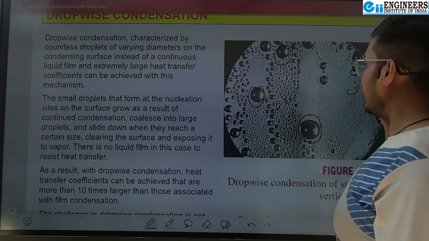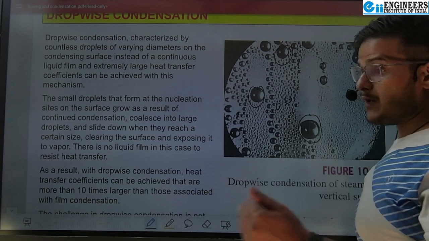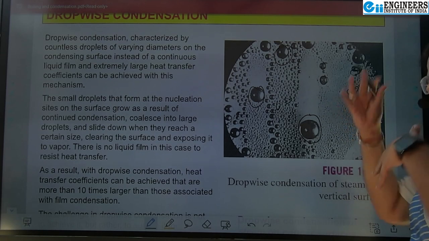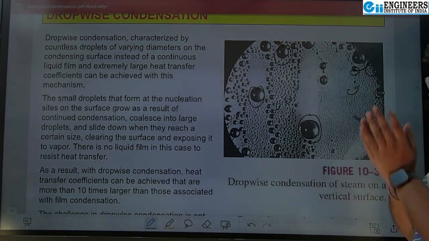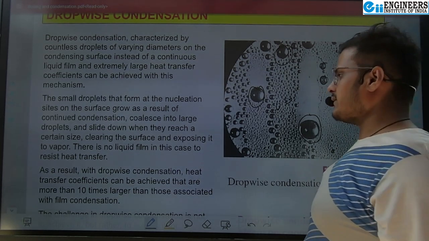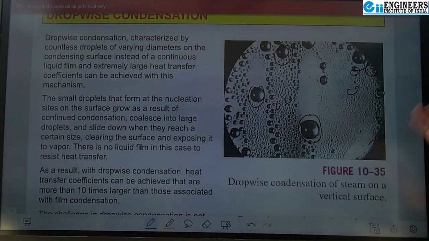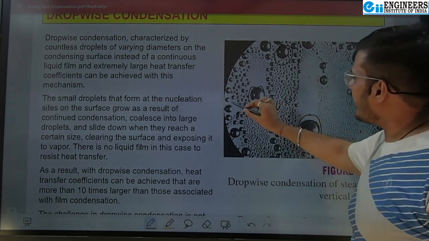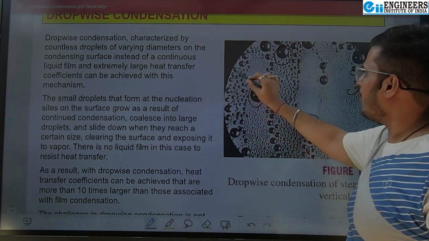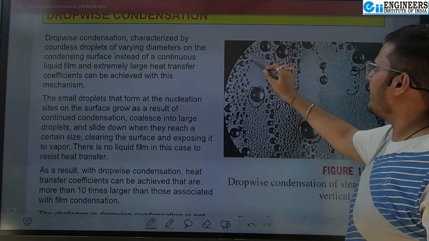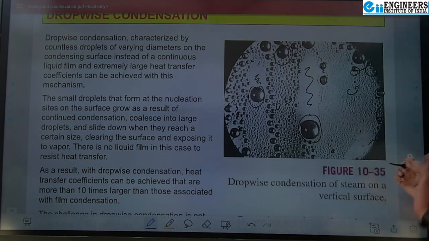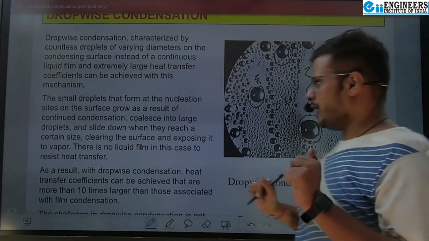These droplets form at nucleation sites, just like vapor bubbles forming at nucleation sites in boiling. If the roughness is not there, drop-wise condensation won't happen. As drop-wise condensation takes place, some area remains between the droplets that can make the heat transfer occur, and this area will enhance the heat transfer. So the convective heat transfer coefficient of drop-wise condensation is higher as compared to film condensation.